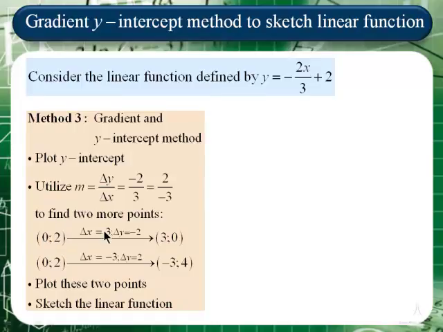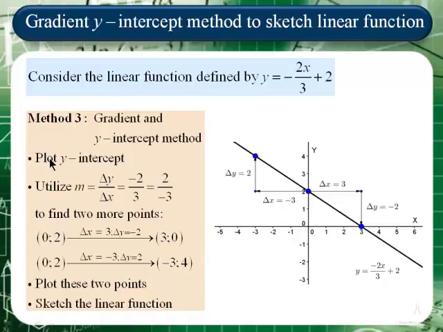If delta x is equal to 3, 0 goes to 3, and here in this case delta x is minus 3, so 0 goes to minus 3. Delta y minus 2, so 2 goes to 0, and delta y 2 goes to 4. So now you have 2 new points. So you plot these 2 points and then sketch the linear function.